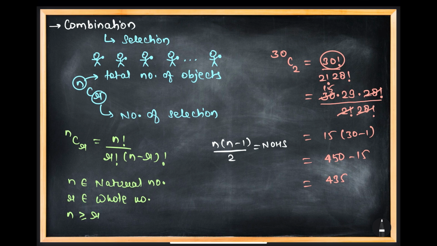So how will you respond? You know that to make a handshake possible you need 2 persons. So what you will do, you will select two persons and organize the handshake. So you will write 30 factorial, 2 factorial and 28 factorial. Now look at this, 30 into 29 by 2.